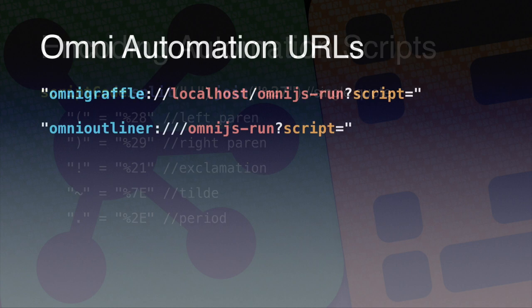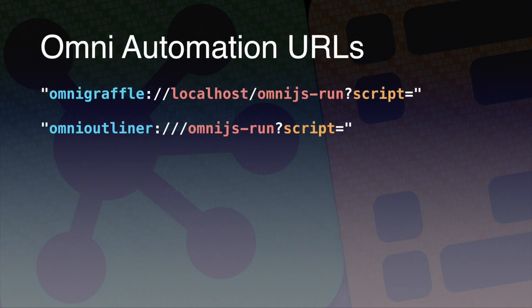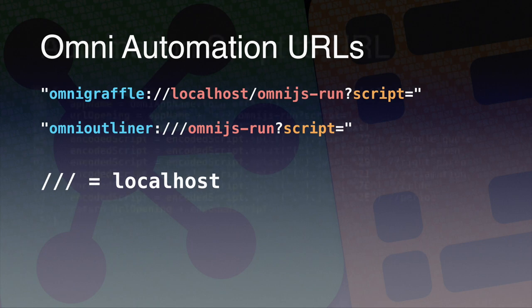So we're going to put both of those things together, and we're going to begin our URL with the name of the Omni app we're targeting, like OmniOutliner or OmniGraffle, and then either three slashes for localhost or just put in localhost like that. So three slashes can equal localhost. omnijs-run, question mark, parameter, script equals. And then the script goes after that.